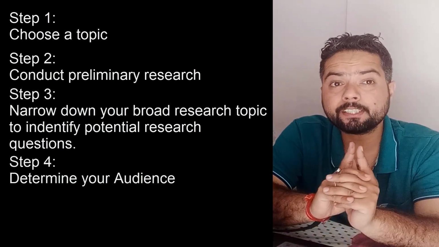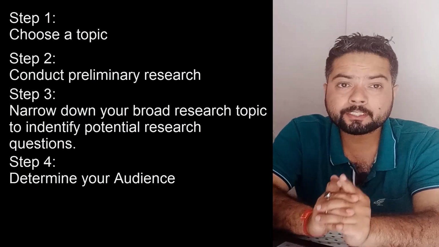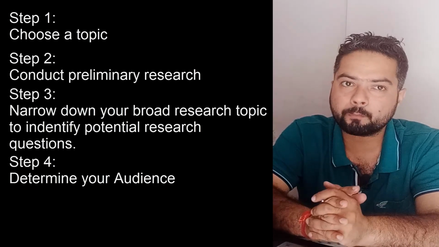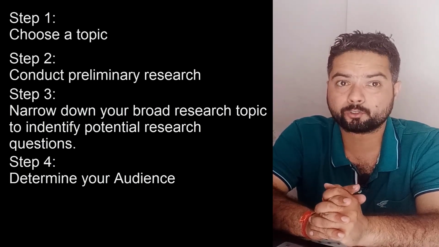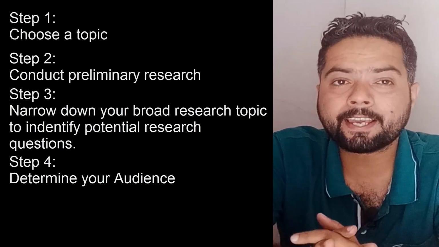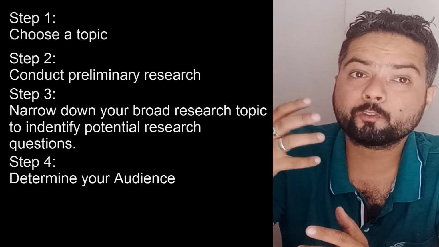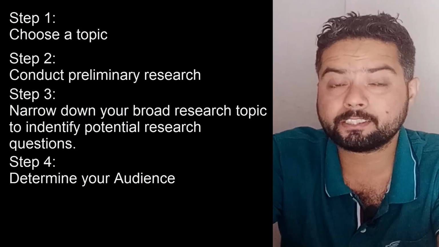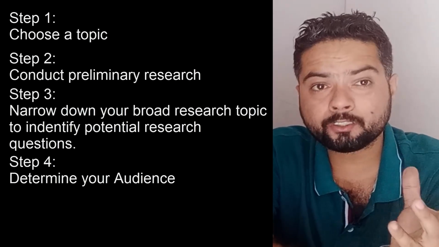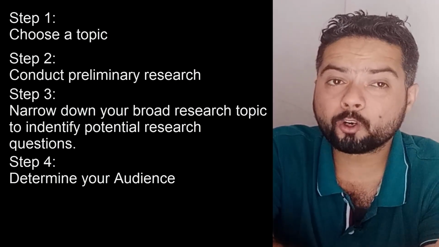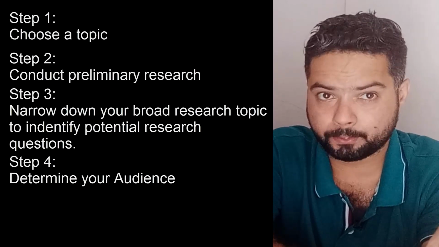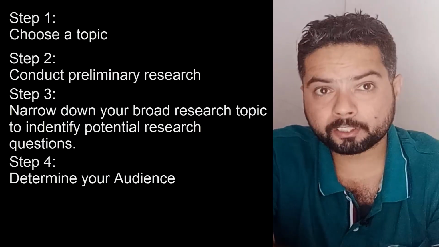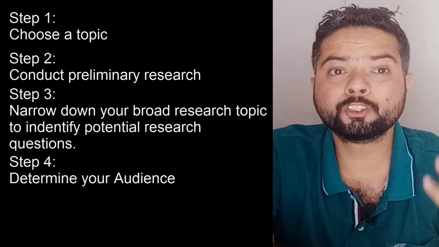Step 4 is to determine your audience. This step is very important because if you're not specific here, you will never be able to come to a specific research question. This audience can be the ones on whom you want to work, the sample size or those kinds of populations, as well as the audience of the journal where you want to publish your research paper. You need to make sure that whatever you are working on, the audience actually wants to read it. It is useful for them.